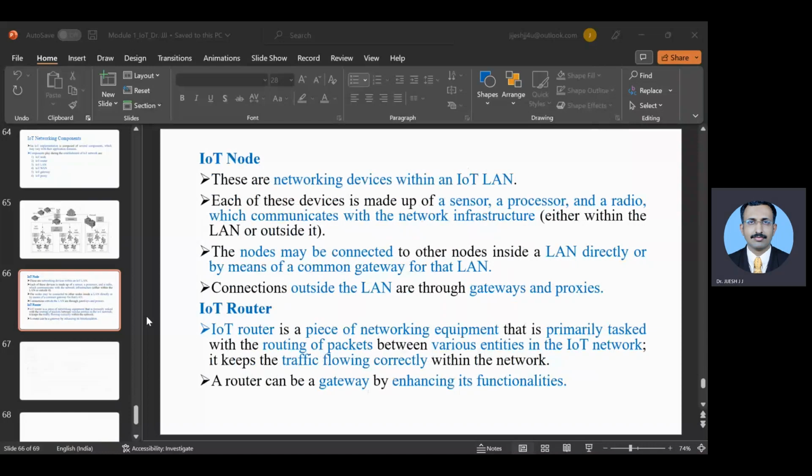So between the various entities of the IoT network, it keeps the traffic flowing correctly. It will make sure that your traffic is balanced and maintained, without much of the information being logged or transmitted unnecessarily. It makes sure that the entire setup is done properly. And the gateway, by enhancing all the facilities required for the router, will make a major contribution in that whatever information comes, it routes to the destination.